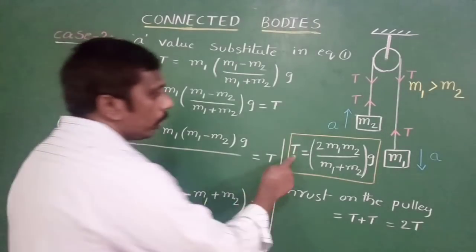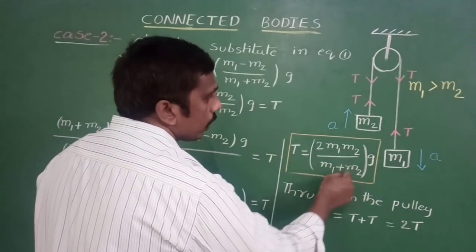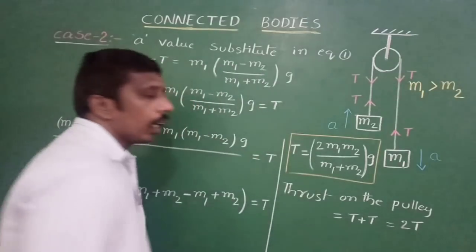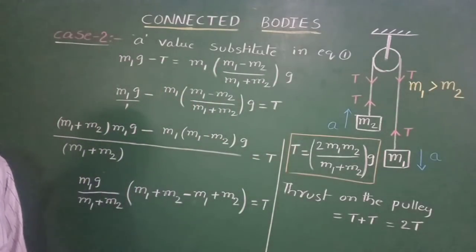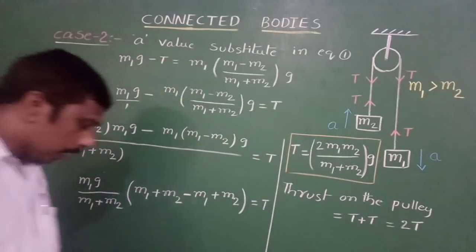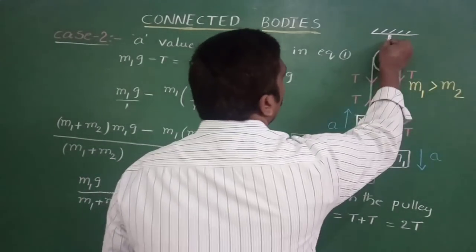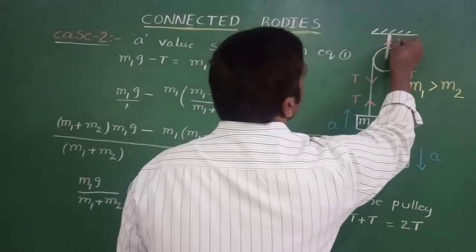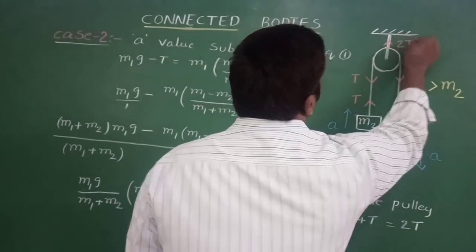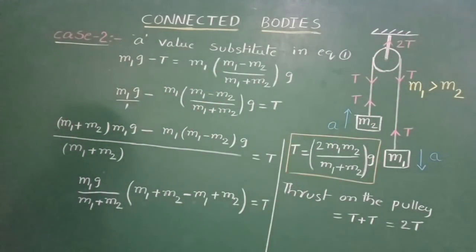So T is equal to 2m1 m2 by m1 plus m2 into g. Substitute here, then you get thrust on the pulley. And here on the clamp, tension is acting in the upward direction. Here tension is T plus T, 2T acting in this direction.